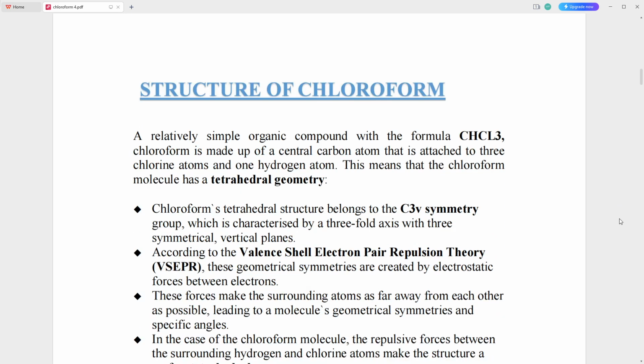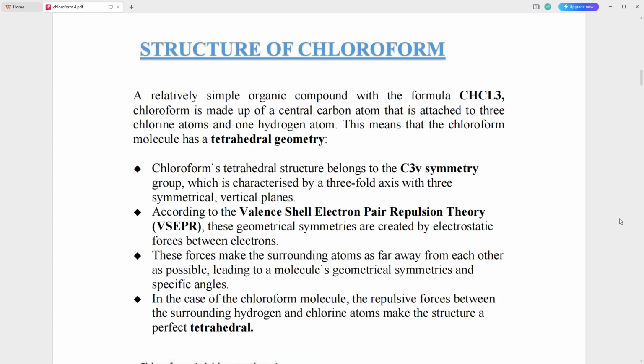Structure of chloroform. A relatively simple organic compound with the formula CHCl3. Chloroform is made up of a central carbon atom that is attached to 3 chlorine atoms and 1 hydrogen atom. This means that the chloroform molecule has a tetrahedral geometry.